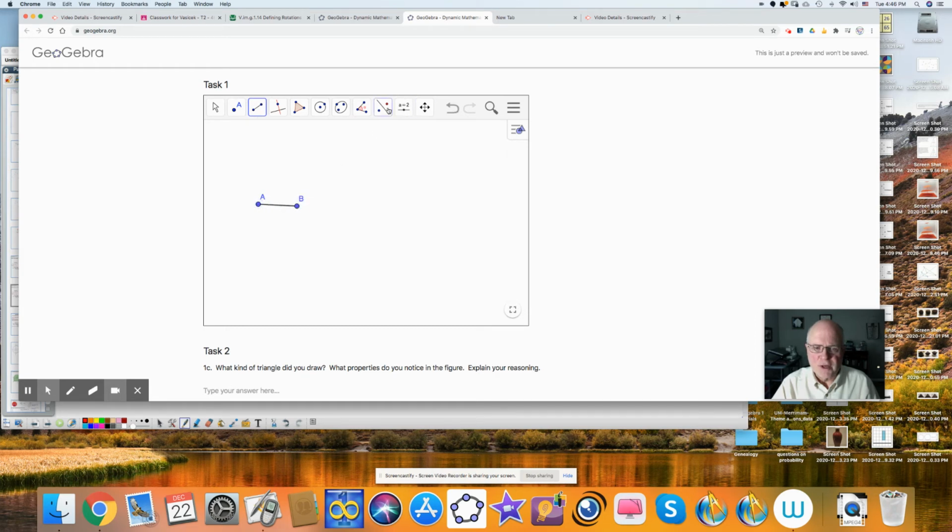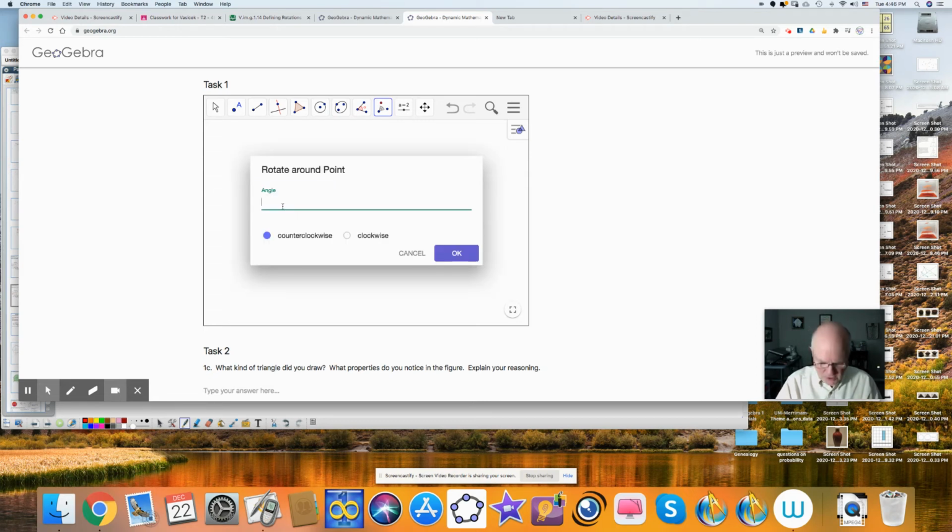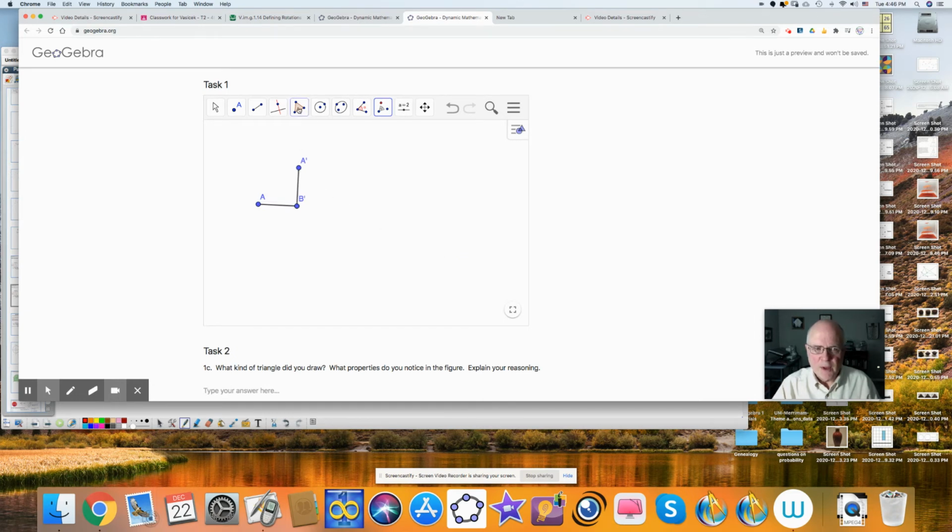We're going to rotate it. That's the third tool to the left, rotation tool. We're going to rotate this figure around point B by 90 degrees, and we're going to go clockwise. And then that's going to take me to A prime. When I make this polygon, A prime, B prime, this makes a certain kind of polygon. What is it? It's a triangle. What kind of triangle? It's a right triangle because it's 90 degrees.